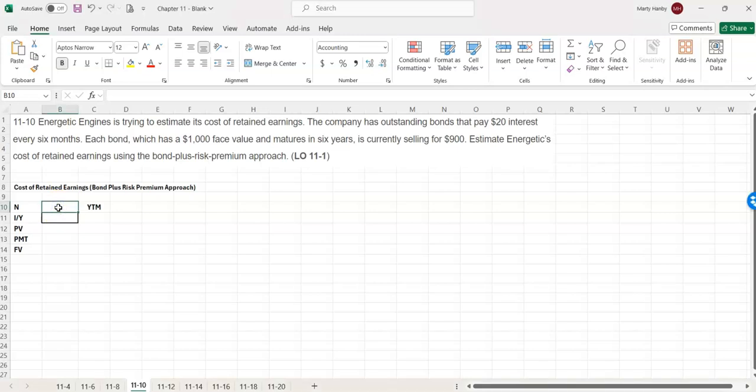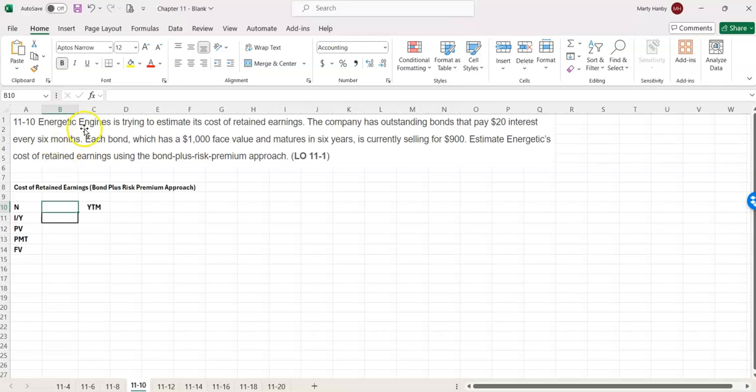Okay, this is problem 10 from chapter 11 of CFIN7. This is a cost of retained earnings problem using the bond plus risk premium approach. In this method for calculating cost of retained earnings, you calculate the company's bond yield to maturity, and then you add 3 to 5%.